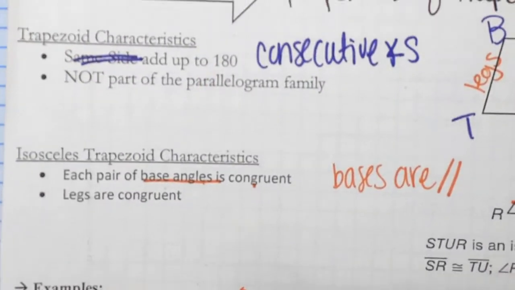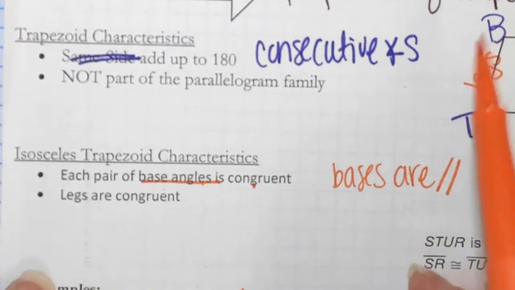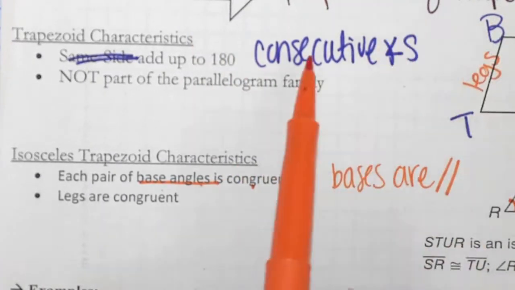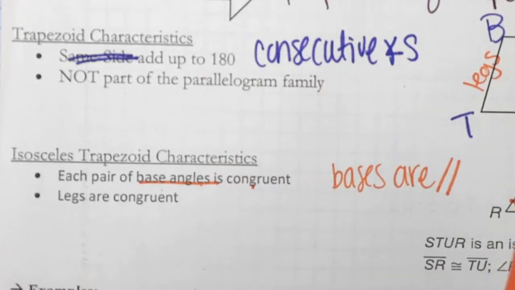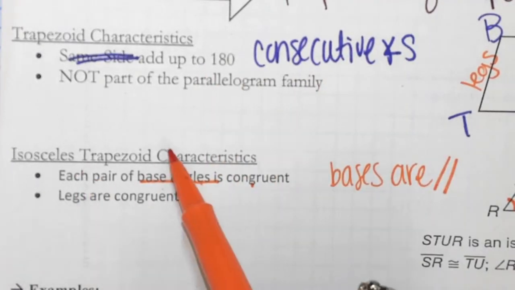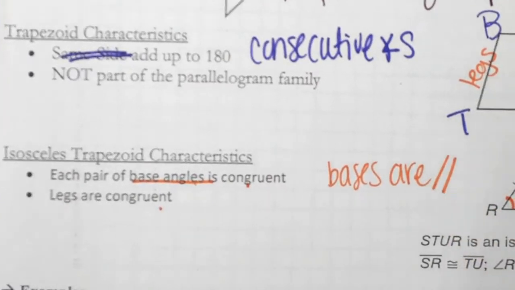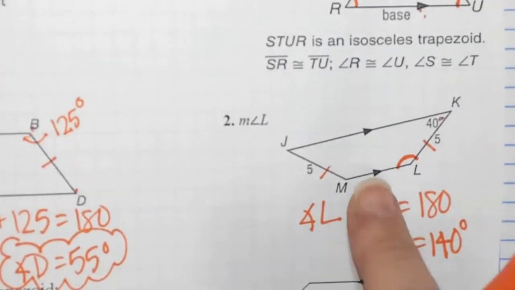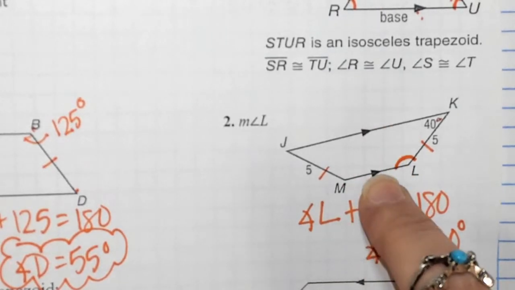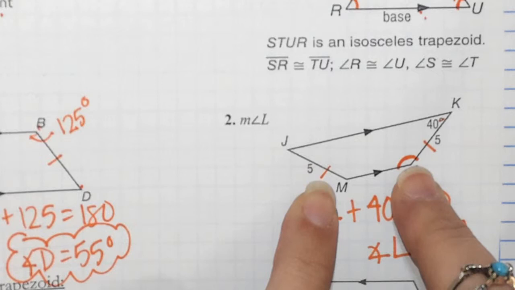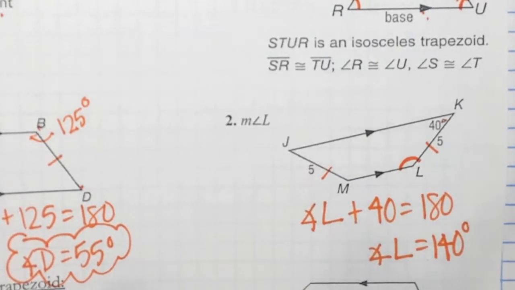We said right here that we have two different kinds of trapezoids, right? Our good old-fashioned trapezoid just has two bases, two legs, and it's not part of the parallelogram family, and consecutive angles add up to 180. An isosceles trapezoid says that legs are congruent and bases are parallel. Are the bases parallel? Are the legs congruent?